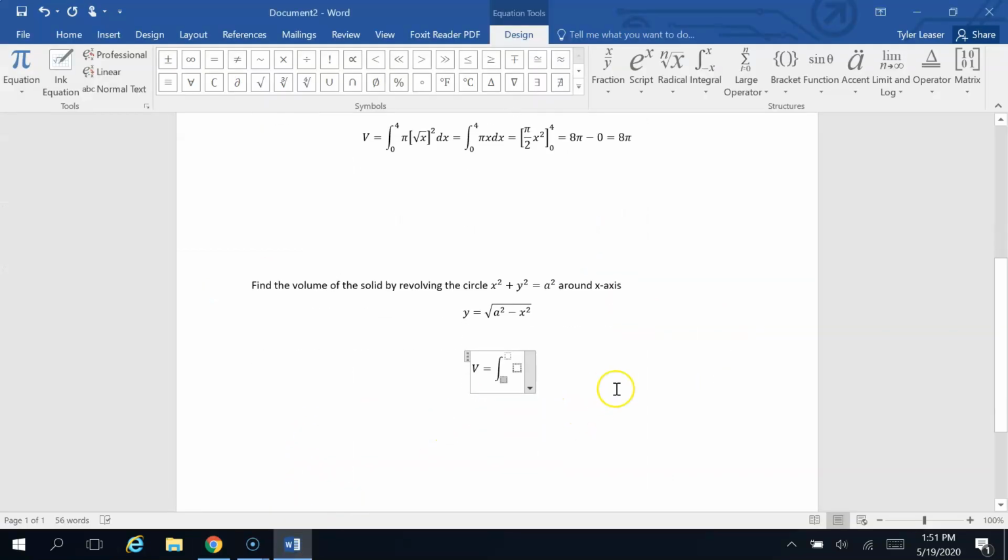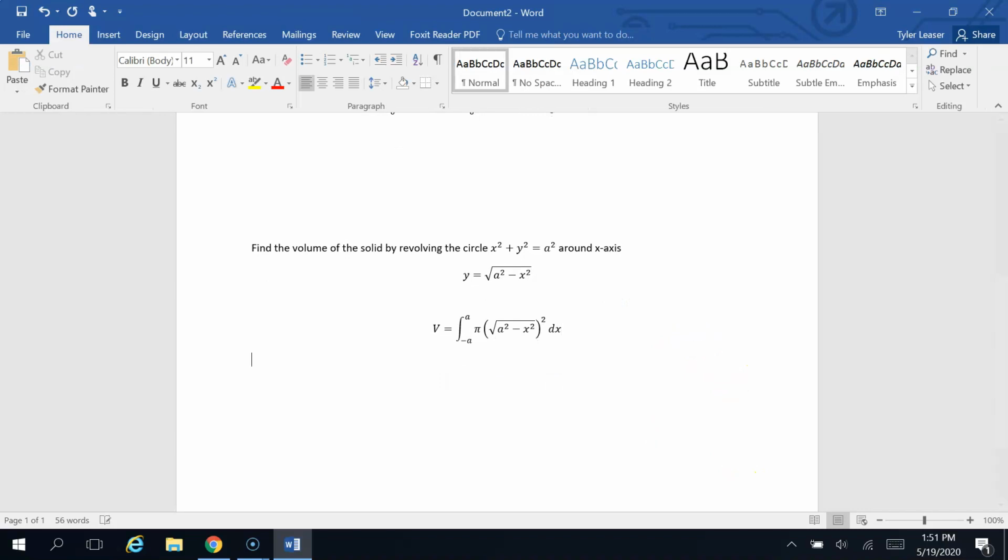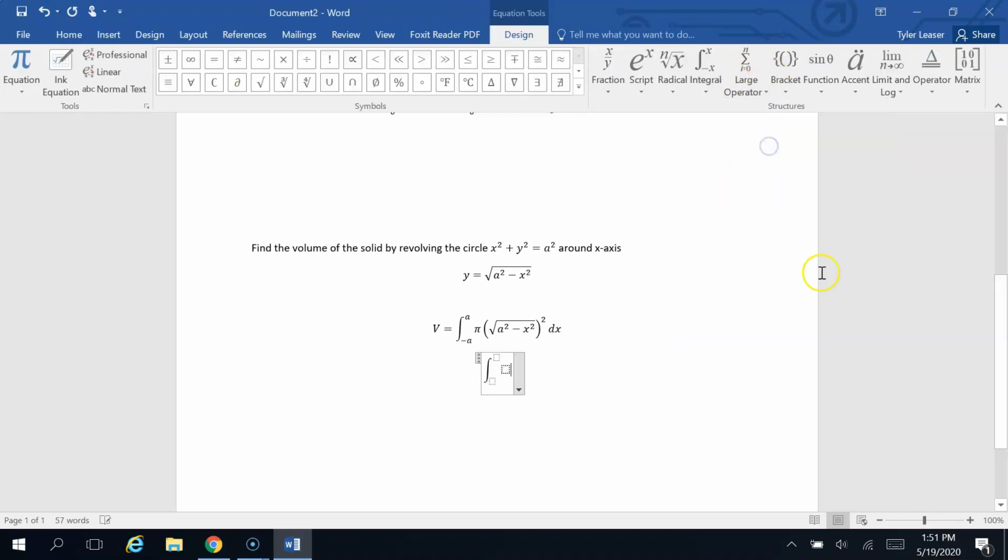Now you still could do that trick where you go from 0 to a with a 2 out in front if you really want to. So my limits are -a to +a for a generic circle. Then it's going to be the integral of pi, the radius, which is the square root of a squared minus x squared, that whole radius squared. Okay, same thing's going to happen as before. As I do this integral, the square root and the squared are going to cancel each other out. So we end up with a pi and then just a squared minus x squared.